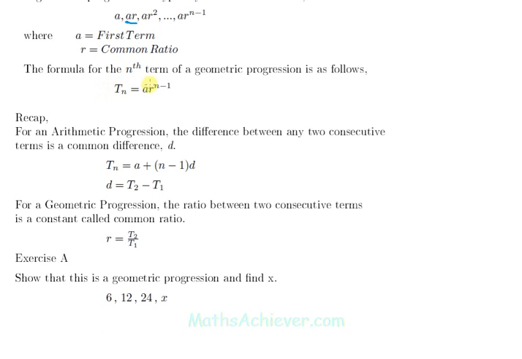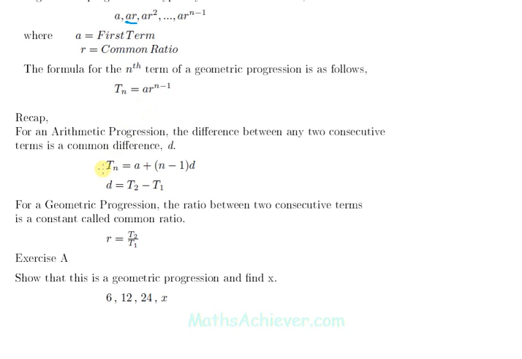The formula for the nth term of a geometric progression is as follows: Tn is equal to AR to the power of n minus 1, where A is the first term, R is the common ratio, and n is the nth term.